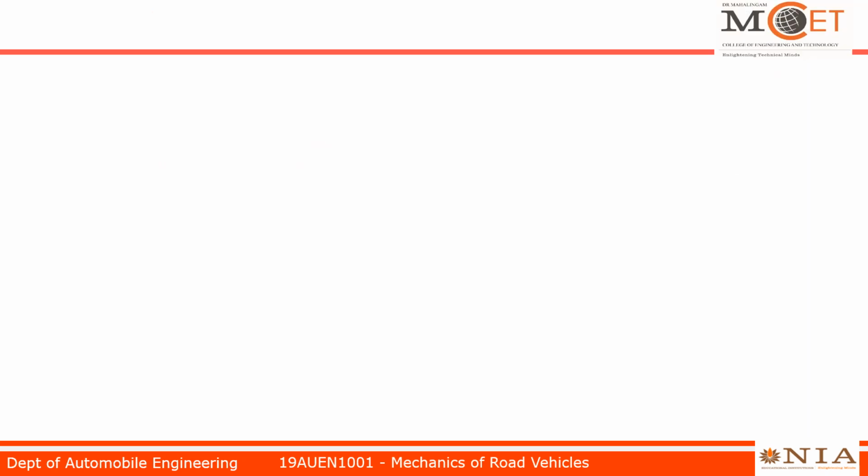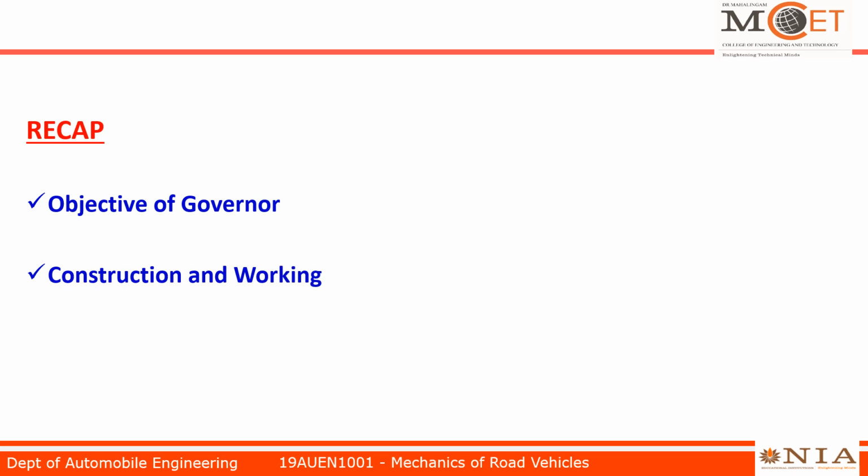In our previous session, we discussed the objectives of governor. After that, the construction and working principle of governor was discussed. Classification of governor was discussed. There we categorized into two major groups. First one, centrifugal governor, another one, inertia governor. Centrifugal governor works on the principle of centrifugal force.